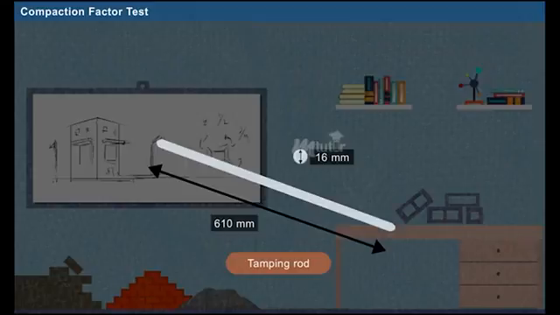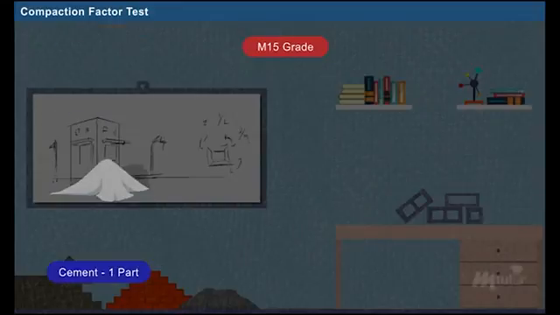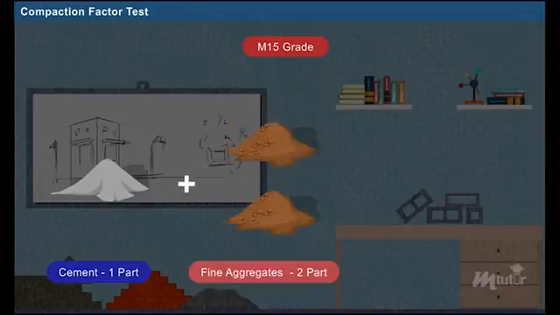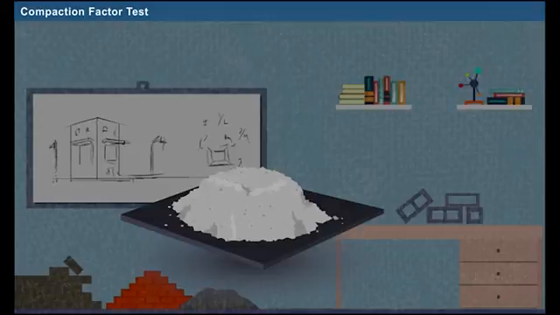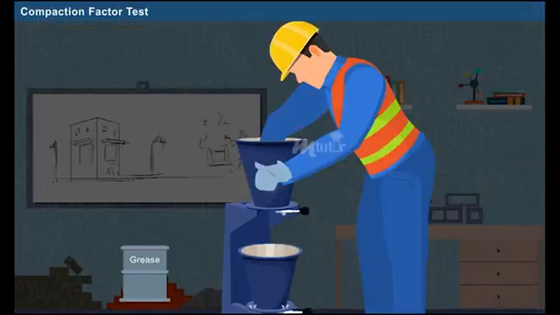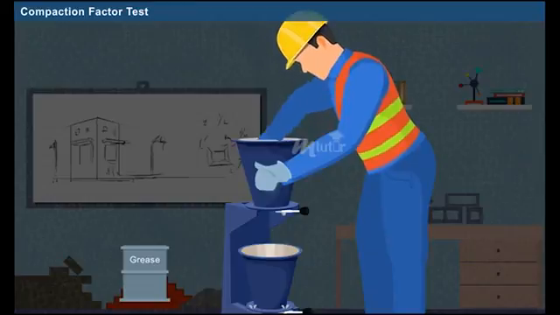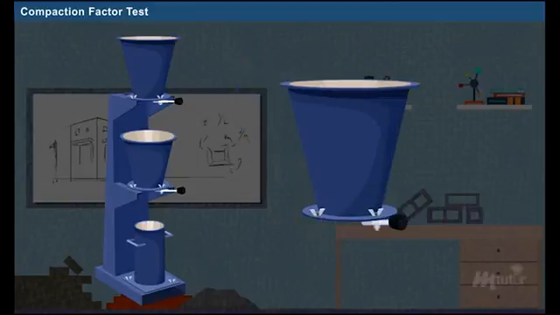compact the concrete. For example, let's take M15 grade concrete. Prepare the mix using 1 part of cement, 2 parts of fine aggregates, and 4 parts of coarse aggregates. The water content is calculated based on the water-cement ratio, generally varying from 0.4 to 0.6. Now, mix the fresh concrete. The inner surface of the hoppers and the cylinder is made free from moisture and greased. Close the trapdoors of the hoppers.